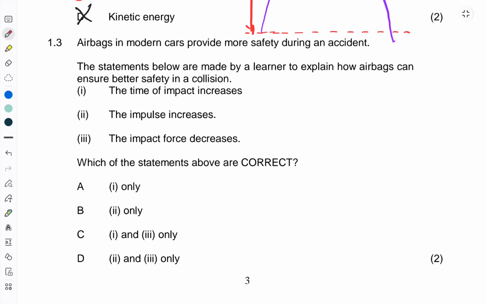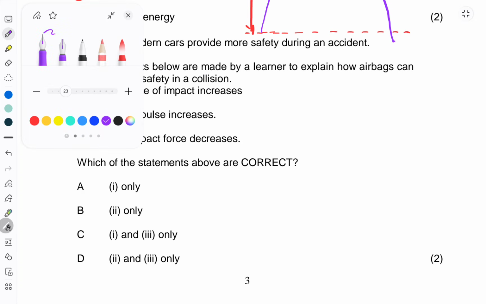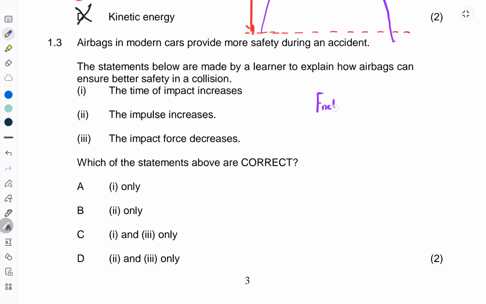If you remember, to answer a question like this, you need the formula F net equals delta P, which is change in momentum, over delta T. So usually we relate our answers to this formula right here. Okay, so now let's get into it. Which of the statements above are correct?